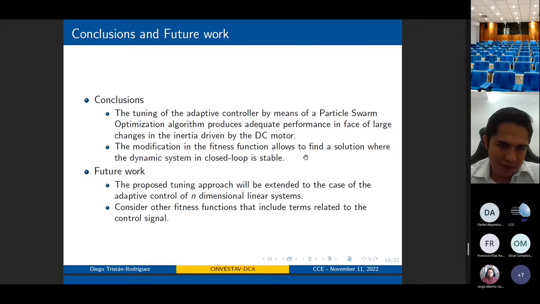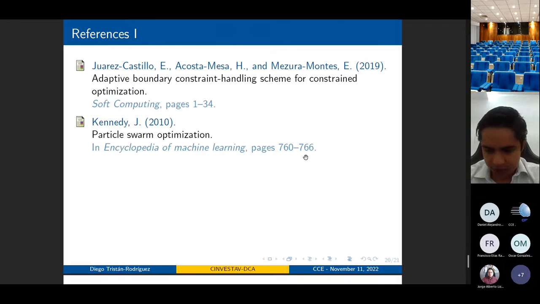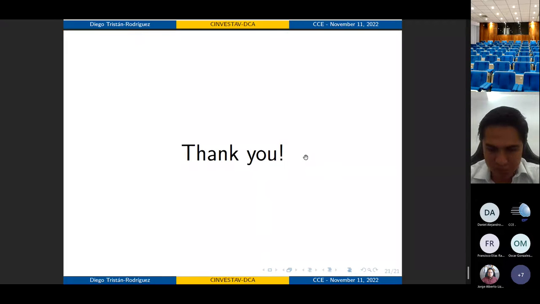And second, we will consider other fitness functions that include terms related to the control signal, such as the derivative of the signal, to take into account the possible chattering. So we have some references, and thank you for your attention.